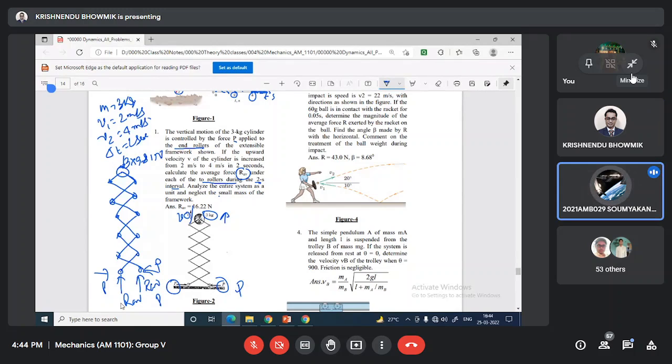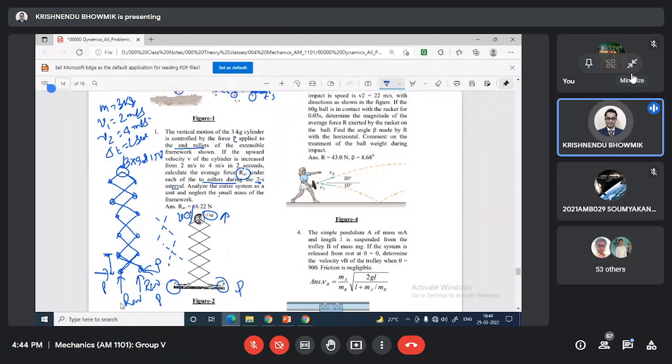Sir, in the question it is said the velocity is increasing. No, it is not force transfer basically. Actually, this mechanism, if you pull this one, it will try to take this shape, or maybe this shape. Initially the height was this, then if you put this P and P together, this height will increase. That will give the velocity.